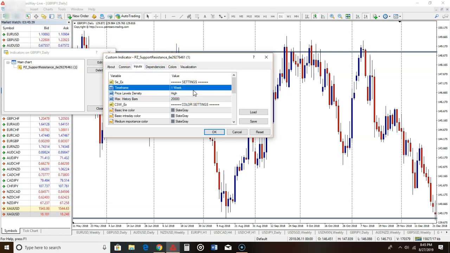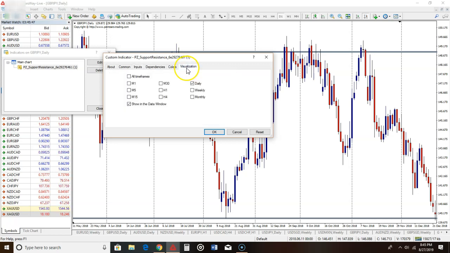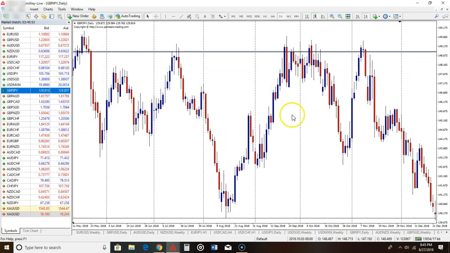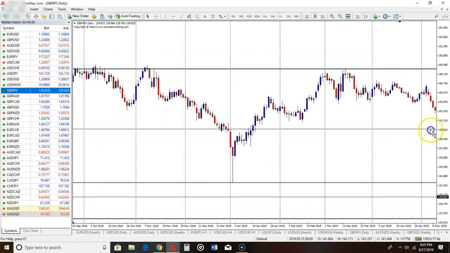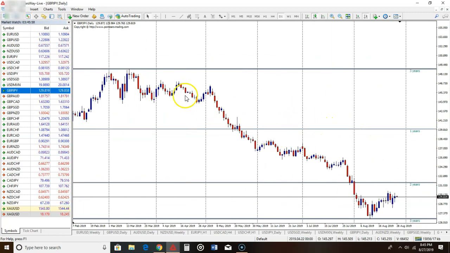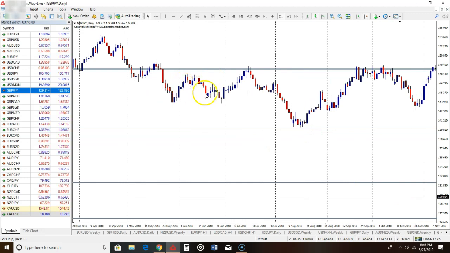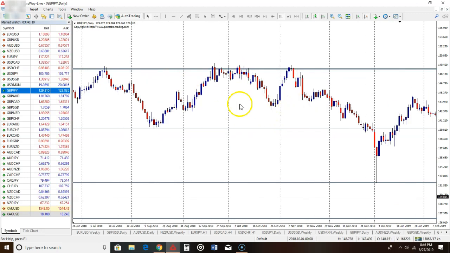So the levels that I want to see are weekly levels. I always set the indicator to high because I want to see all of the weekly levels, but I want to see them on a daily chart. So hit OK. Now, this is true support and resistance as far as I'm concerned in the market. These levels, as you can see, huge swings from these levels. Not all that intermediate stuff.